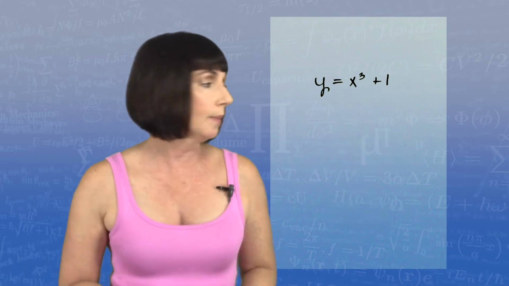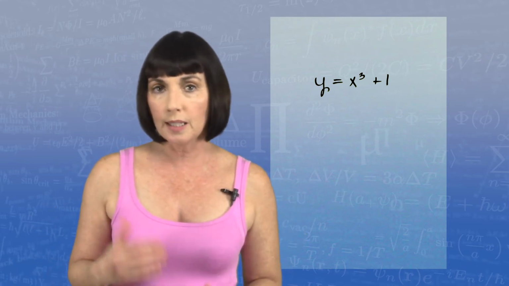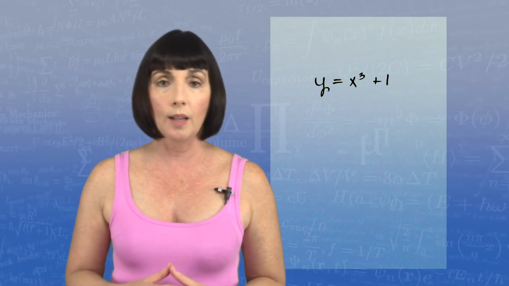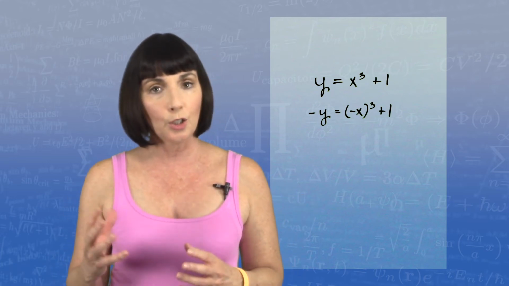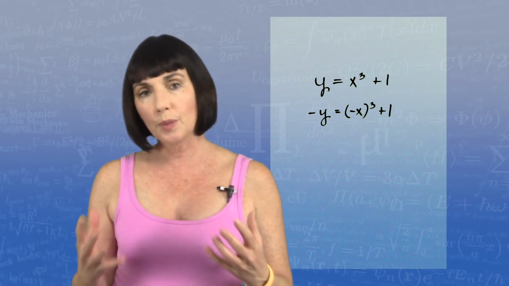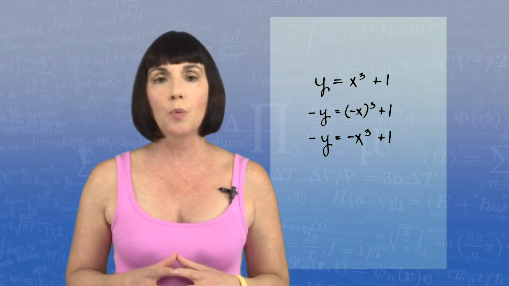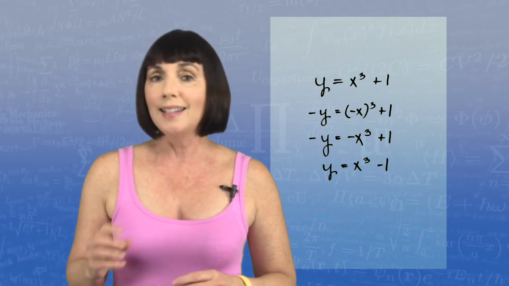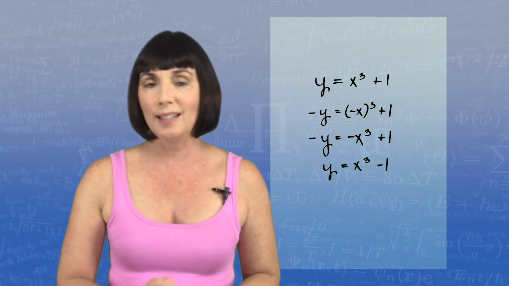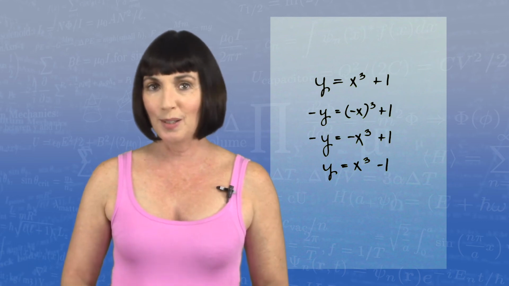Okay, how about this one? Y equals x cubed plus 1. Same thing, let's replace x with negative x and y with negative y. We get negative y equals quantity negative x cubed plus 1. And rewriting, that gives me negative y equals negative x cubed plus 1, or y equals x cubed minus 1. Now this has altered my equation. So this graph does not have symmetry with respect to the origin.